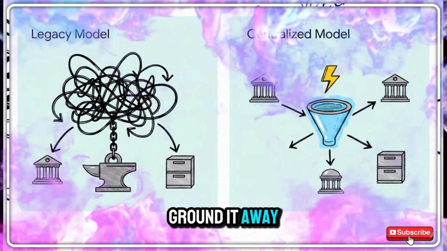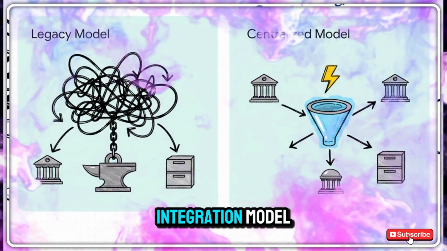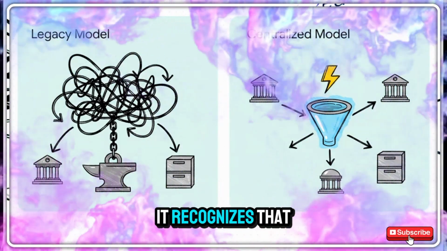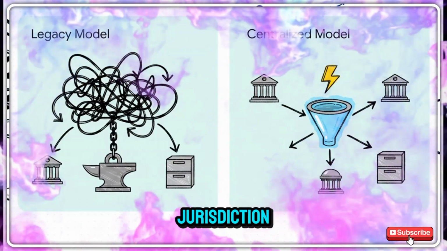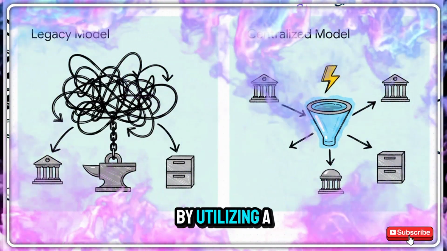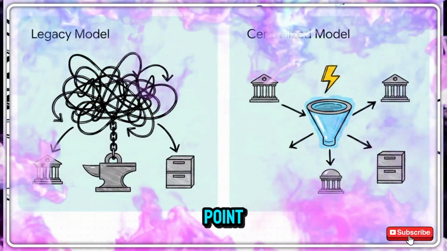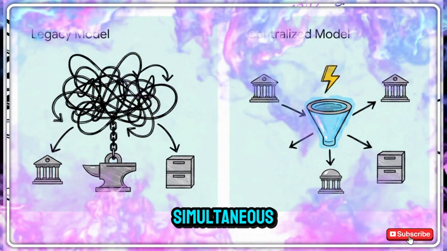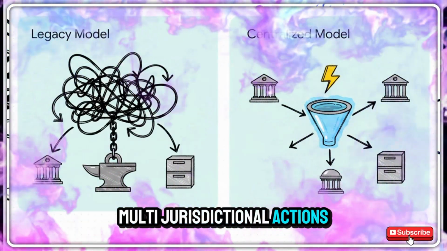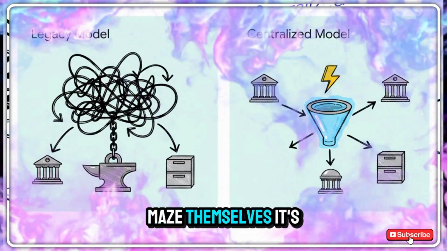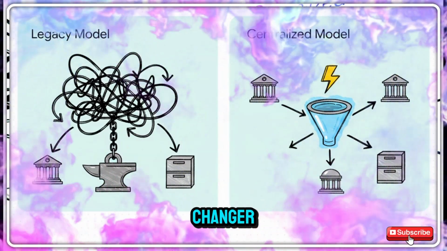ground away. Now, the centralized integration model fundamentally flips this entire paradigm. It recognizes that having a fragmented jurisdiction requires a unified, data-driven triage engine. By utilizing a single data entry point, the platform acts as a catalyst. It automatically triggers simultaneous, multi-jurisdictional actions without forcing the user to map out that underlying bureaucratic maze themselves. It's a real game changer.